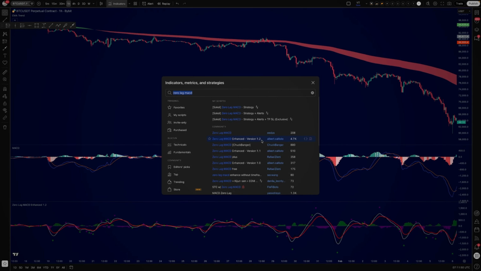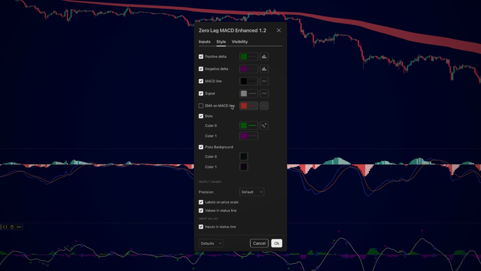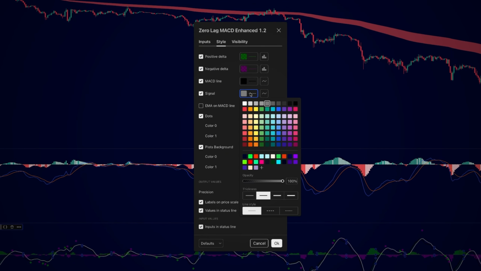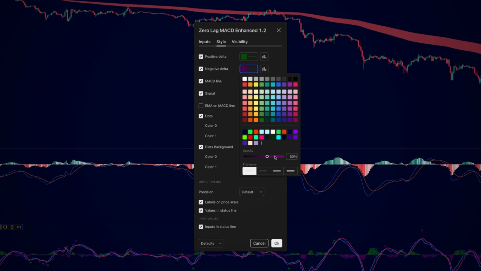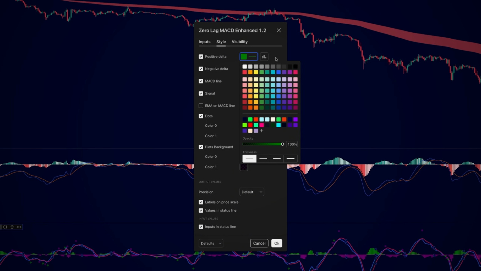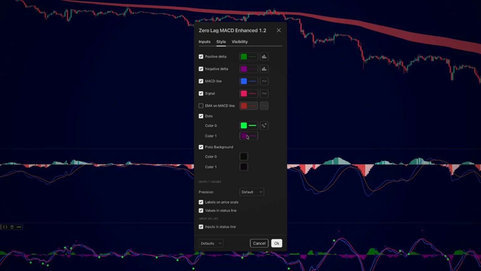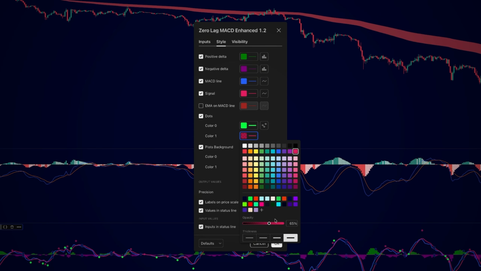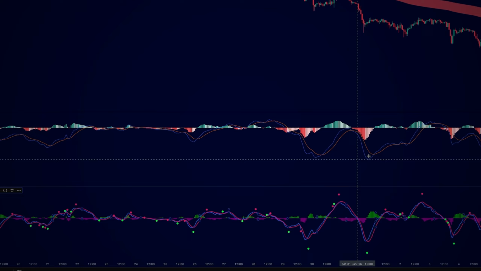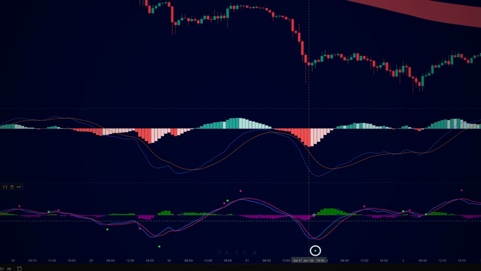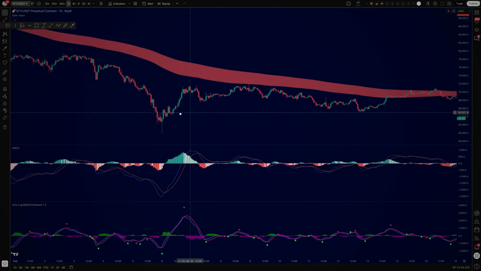Let's add it to the chart and set it up. In the style settings, I recommend turning off the EMA display on the MACD line and making the remaining elements more noticeable. Long entries are marked with green circles, short entries with purple ones. Visually, this is much more convenient and clearer than trying to decipher a tangle of lines.